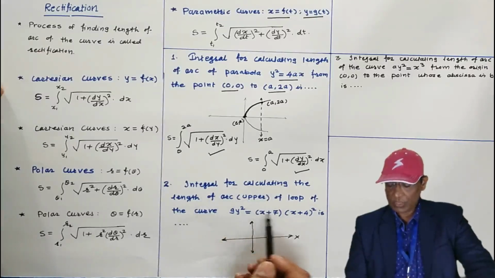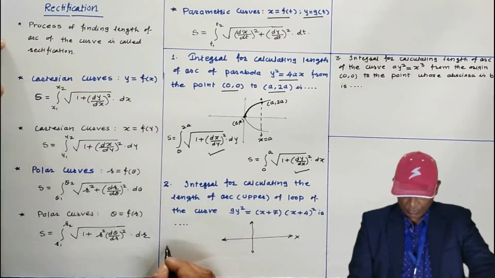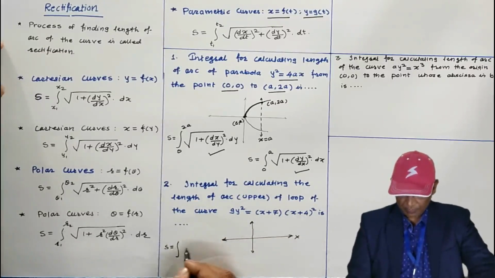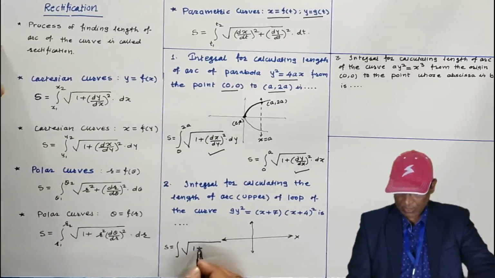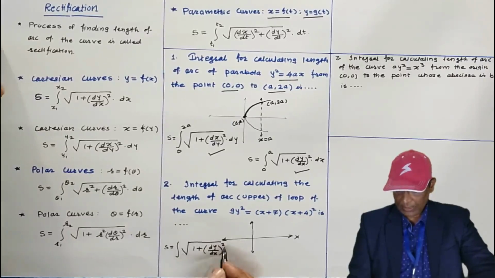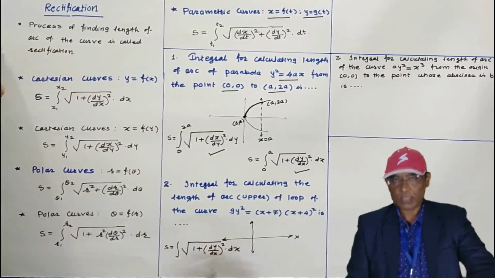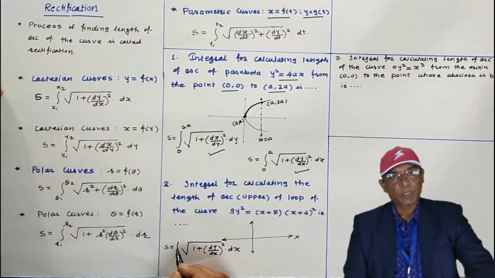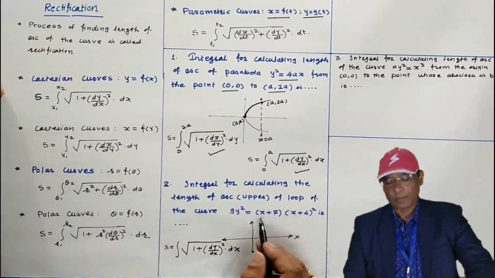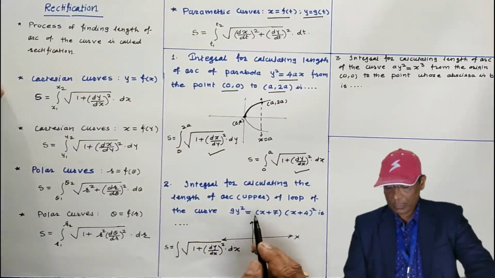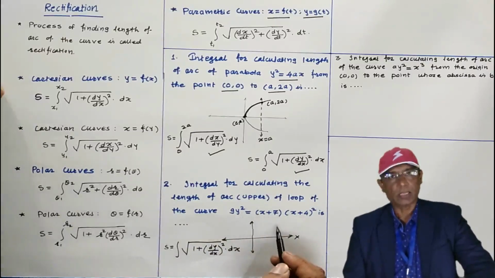Here, y is expressed in terms of x explicitly. I am going to use this formula for the integral: the integral of the square root of 1 plus (dy by dx) squared, and integration must be carried out with respect to x. Now the limits of integration must be the values of x. If you look at this, then this is symmetric about the x-axis.